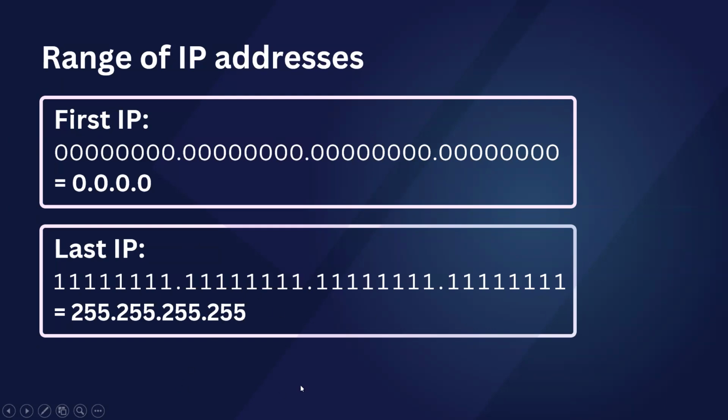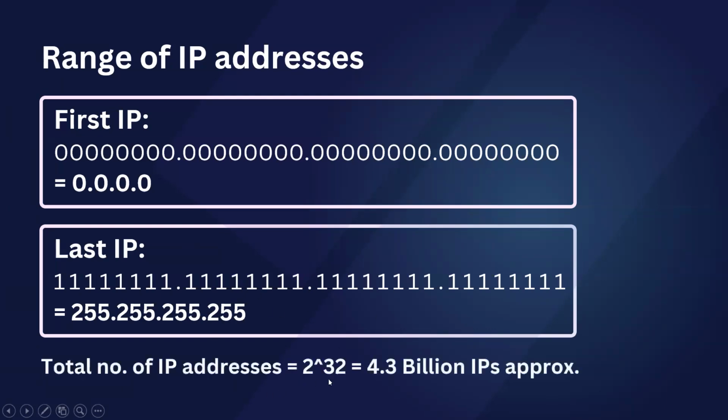So the total number of IPs you would have is 2 to the power 32: 2 into 2 into 2 into 2, like that, up to 32 times, because each bit has two possibilities. And that would give you about 4.3 billion IP addresses.